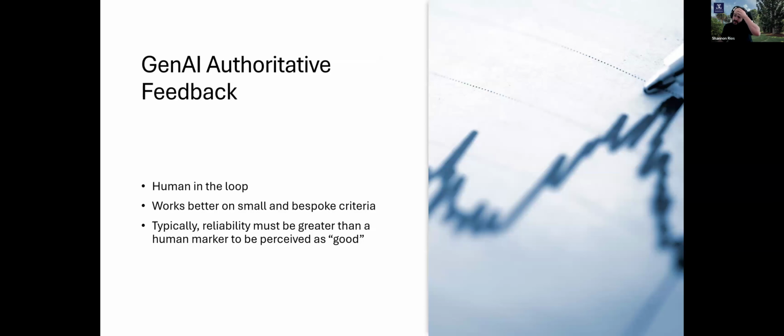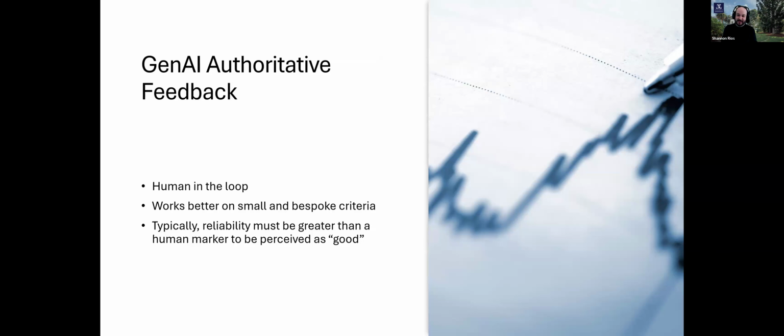So when we talk about GenAI authoritative feedback, that is GenAI feedback that we, as the academics, the course coordinators, subject coordinators, whatever, have assigned authority to the students. Some notes around this for when using GenAI authoritative feedback. I think different universities will have different policies on this, but certainly our position, or my position, is that it should always be human in the loop. We shouldn't be fully trusting the AI, I guess is what I'm saying at this point.